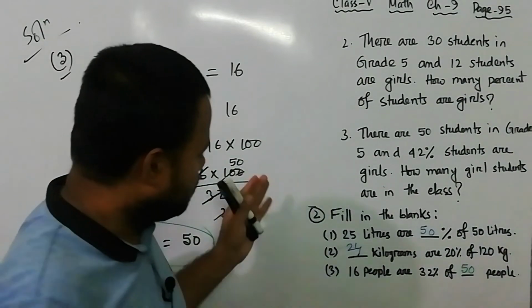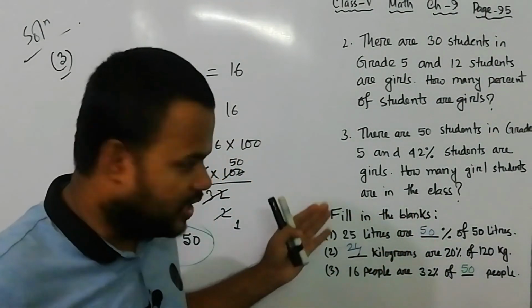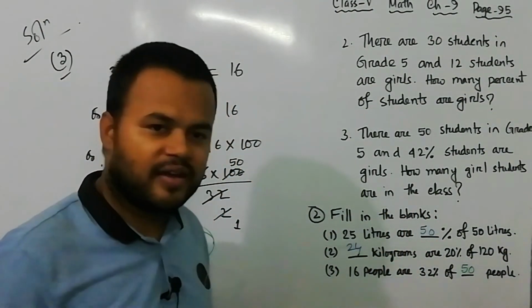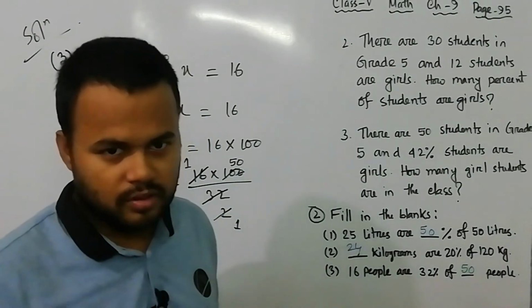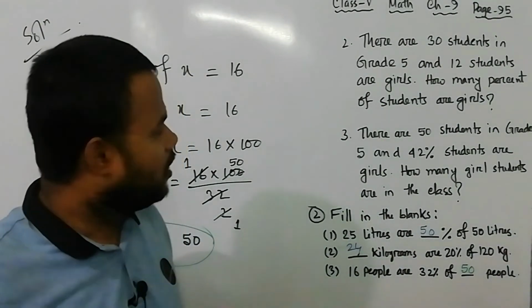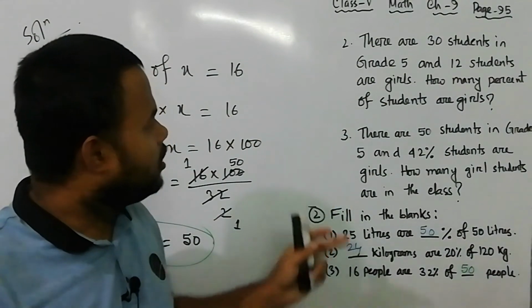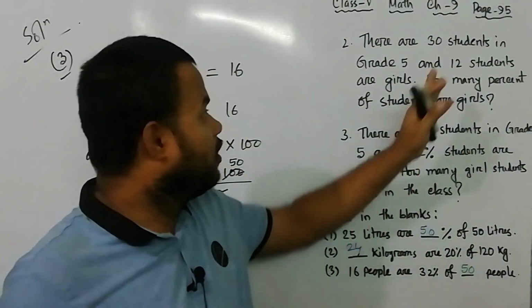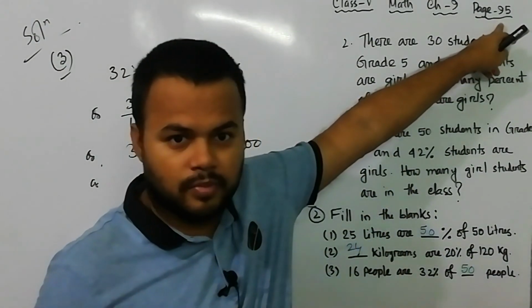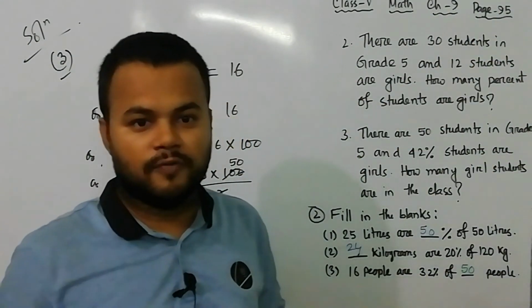Okay, you have similar types of problems in exercise 9. These are your home task, and also these two, and you have another problem in page number 95. That will be your home task also.